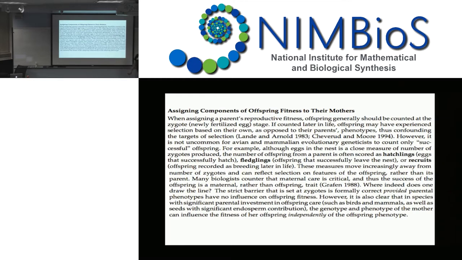So if I have 7 eggs, my lifetime reproductive success, the number of eggs, is 7. If 5 of them hatch, my lifetime reproduction in terms of hatchlings is 5. If 4 of them fledge, or if I'm a mammal, wean, my lifetime reproductive success would be 4. If 2 of them subsequently mate, my lifetime reproductive success would be 2. You obviously see the problem. Where do you basically call it? Whose fitness does it belong to?